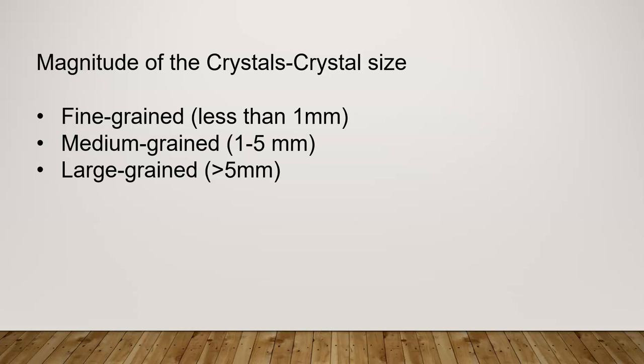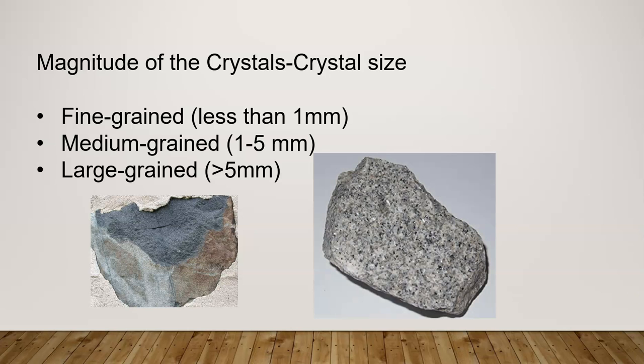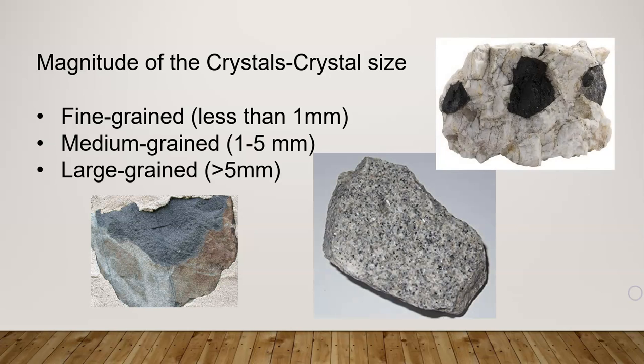The second factor is the magnitude of crystals. The crystals present may be very minute, small, or large, thus furnishing a fine-grained rock, less than 1 millimeter in diameter, medium-grained rock, where the grains are between 1 millimeter and 5 millimeters in size, or coarse-grained rocks, where the grains are greater than 5 millimeters.